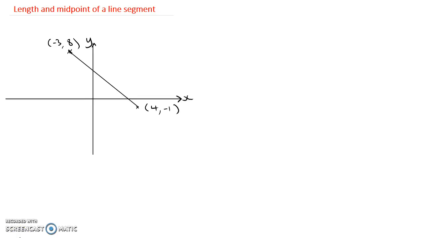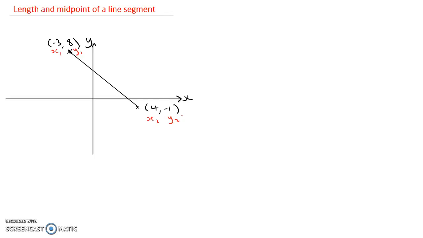In this lesson, we'll be looking at how to find the length of a line segment and the midpoint between 2 points. So as you can see here, I've got my line segment and I've got two pairs of coordinates, -3, 8, and then down here 4 and -1. Now what I'm going to call these is, I'm going to call this point x1, this point y1, this point x2, and this point y2.